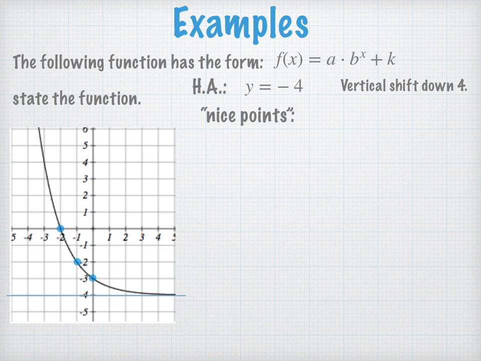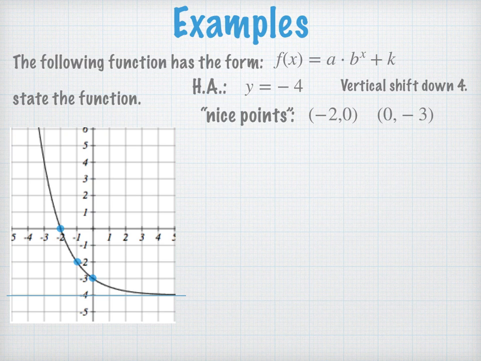There's 3 nice points that we can see quickly looking at our graph, maybe even more if we looked a little bit further. But the first nice point that we see is -2, 0, and another one is 0, -3. Now we could also have used -1, -2, but I like to use points that have a 0 in there because it's nice trying to plug in zeros.